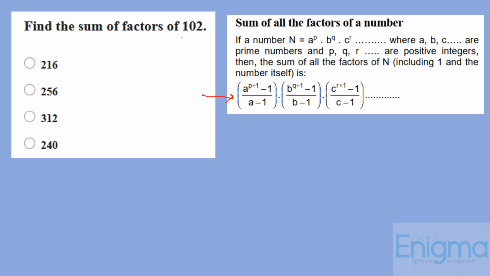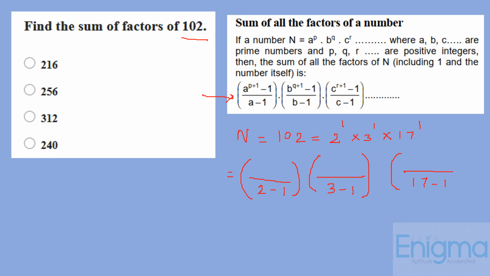So first of all, we will represent 102 as multiplication of prime numbers. It is nothing but 2 raised to 1 into 3 raised to 1 into 17 raised to 1. Okay, so let's substitute it in the formula. We will get here 2 minus 1, we have here 3 minus 1, we have here 17 minus 1.